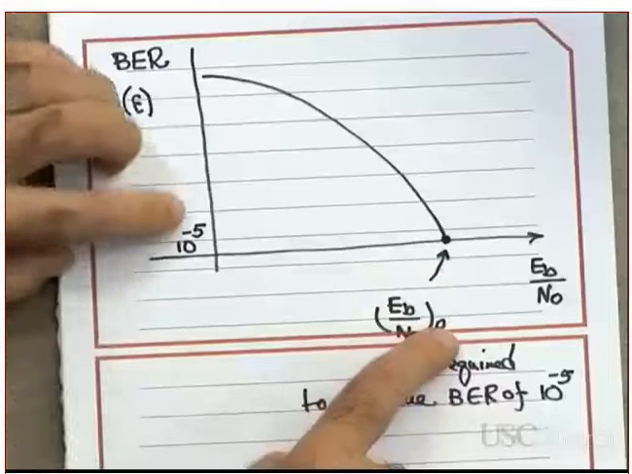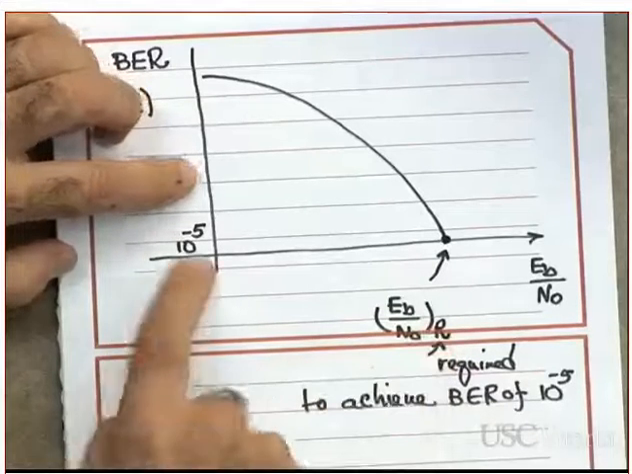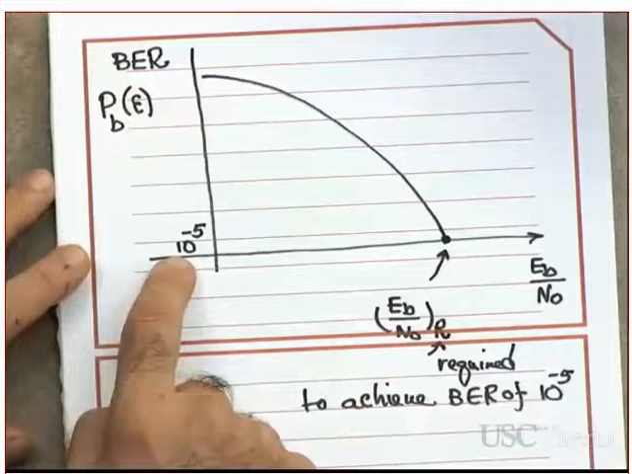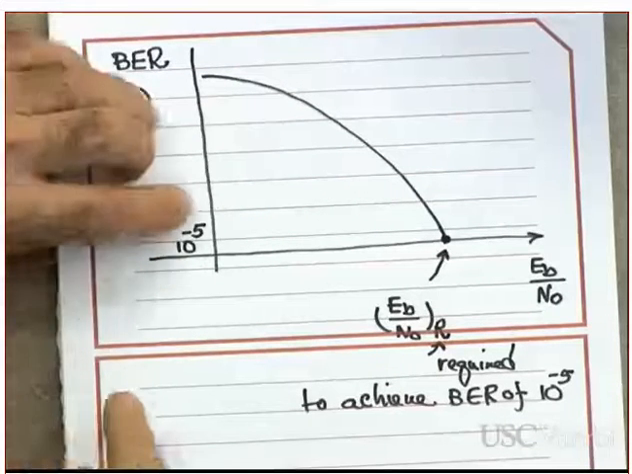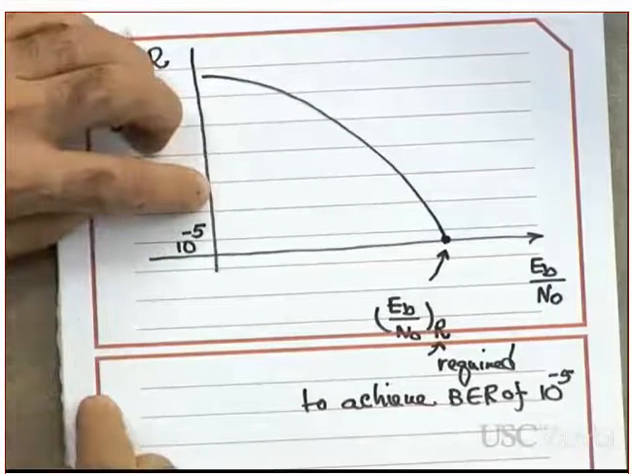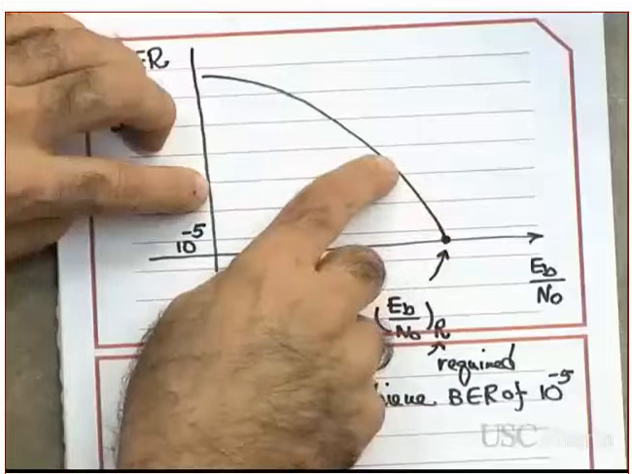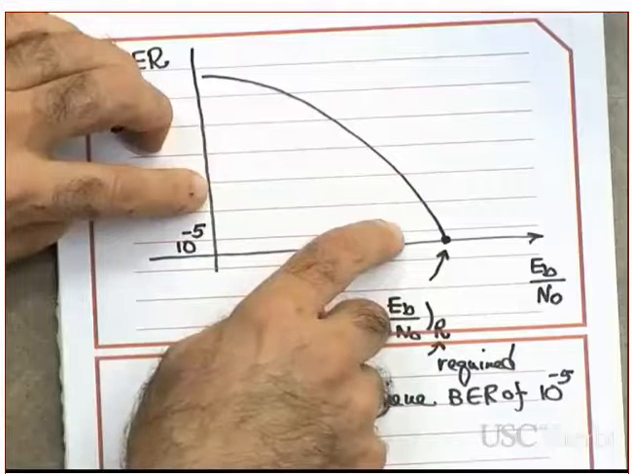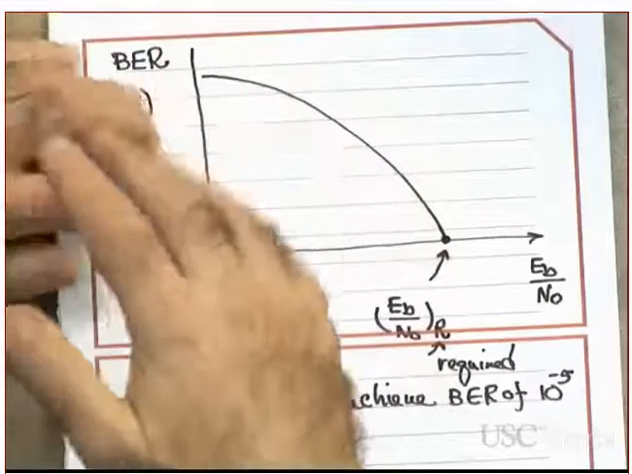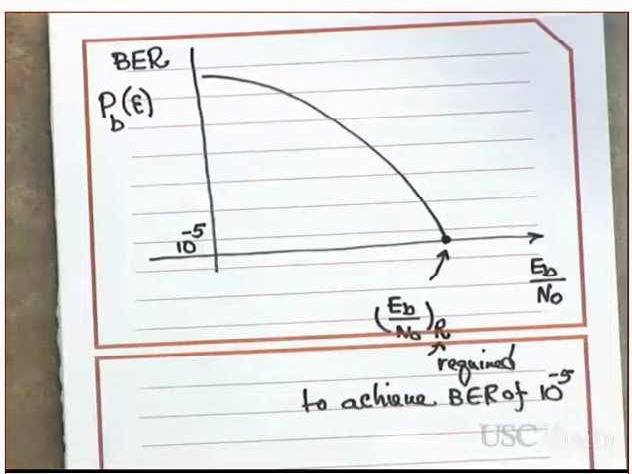Notice, by the way, if you are willing to settle for a bit error rate, first of all, what does 10 to the minus 5 mean? Single bit error in every 100,000. If you want to settle for 10 to the minus 4, where are you moving? You are going to move over this curve, which means the required Eb over N0 becomes less. You need less power to achieve the same bit error rate.